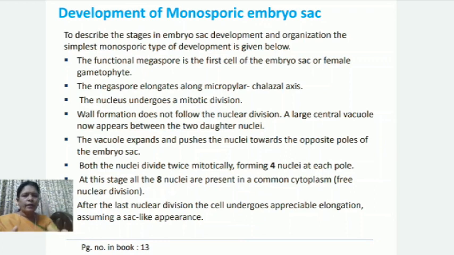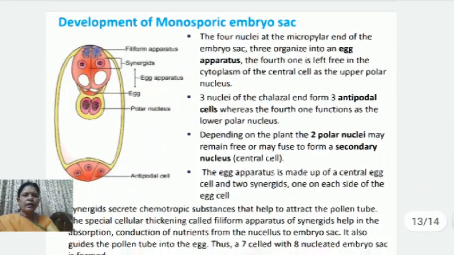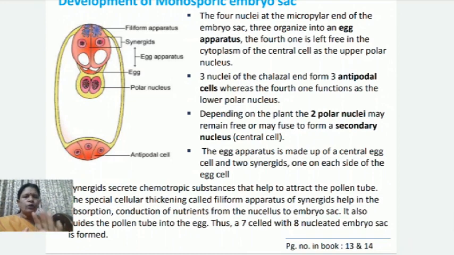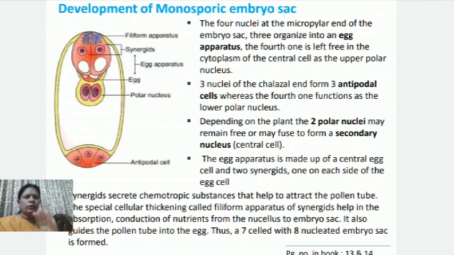Both the nuclei divide twice mitotically, forming 4 nuclei at both the ends: chalazal end 4 nuclei and micropylar end 4 nuclei. After the last nuclear division, the cell undergoes appreciable elongation, assuming a sac-like appearance. And you can see the development of the monosporic embryo sac here. Of the 4 nuclei at the micropylar end of the embryo sac, 3 organize into the egg apparatus, and the 4th one will come to the middle and acts as a polar nucleus. And from the base, 3 nuclei of the chalazal end form 3 antipodal cells, whereas the 4th one also comes to the center.